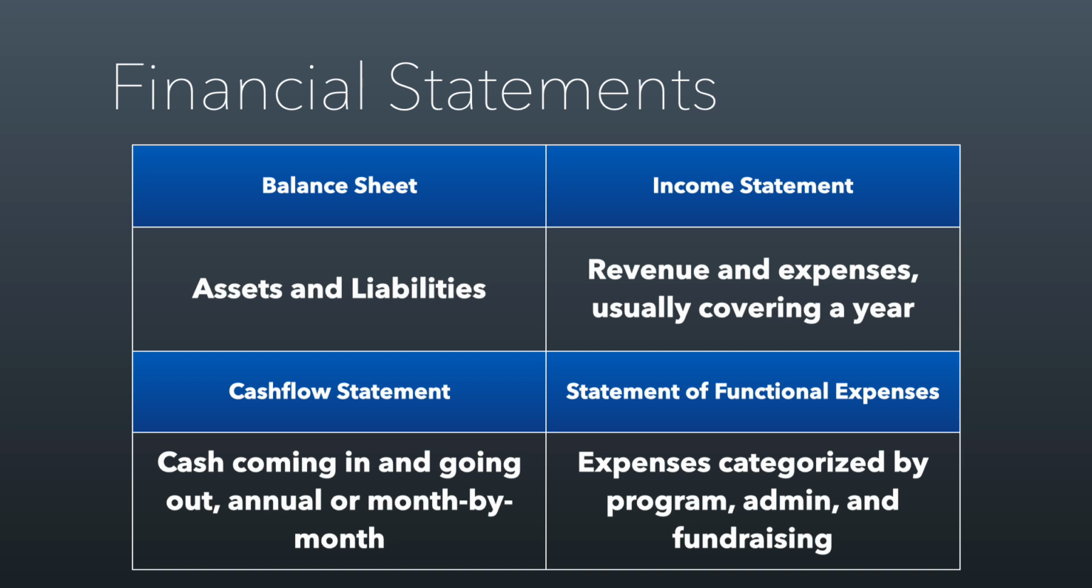Income statements, like I said, are usually calculated over a year's time, but you can do them in shorter time periods or longer ones too. But it's going to be all the revenue, the money you brought in, and all the expenses, all the money that went out, usually covering a year time period. And so this is how you could calculate whether a nonprofit is operating in the black, meaning they're making a profit, or if they're operating in the red, where they're losing money. And the income statement is what's going to show that to you.